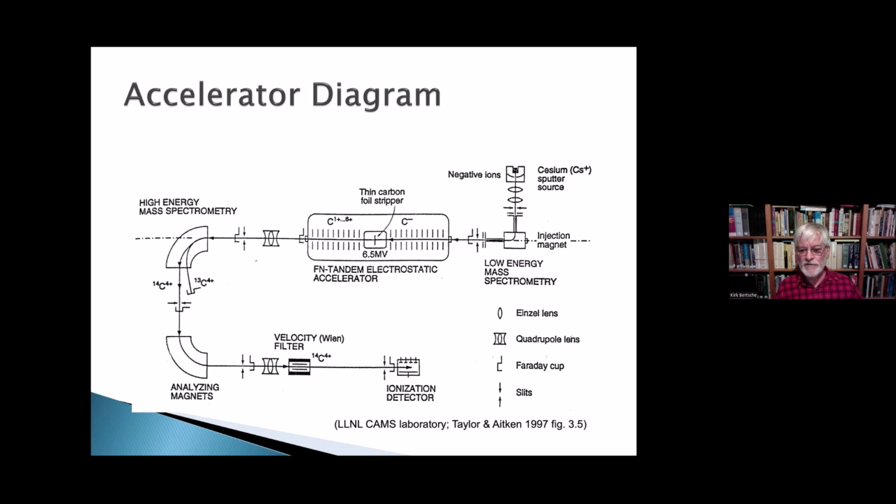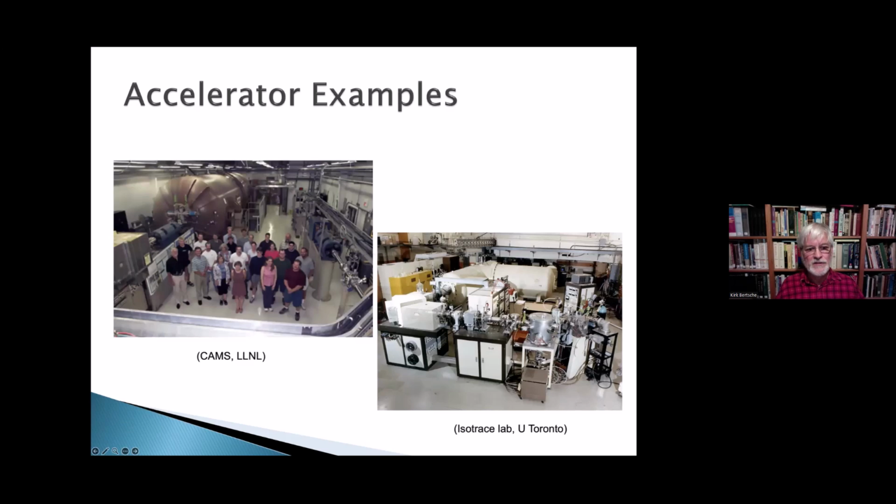Some people still use the counters, but accelerator mass spectrometry is so much faster, and you can use so much smaller samples. Here are pictures of a couple labs. This is the lab in Livermore. I worked there, but I'm not in this picture. This was taken after I left. So that's the accelerator at the Livermore lab. And here's the Isotrace lab in Toronto, which uses a smaller accelerator. The one at Livermore was a big general purpose nuclear physics accelerator. The one at Isotrace is a small one designed just for radiocarbon.